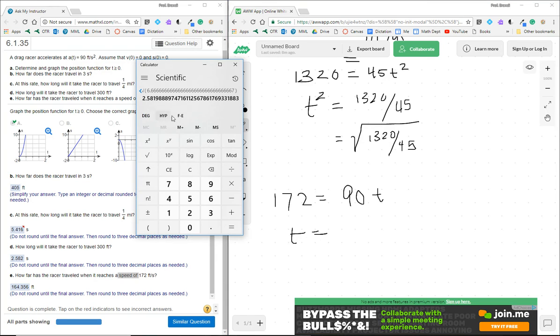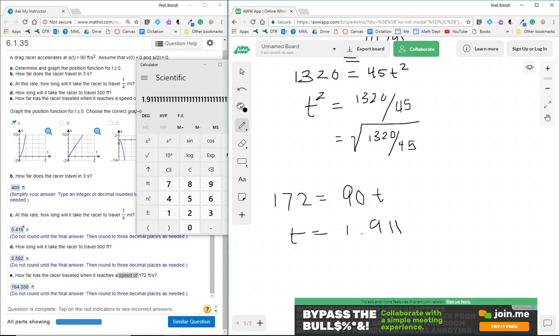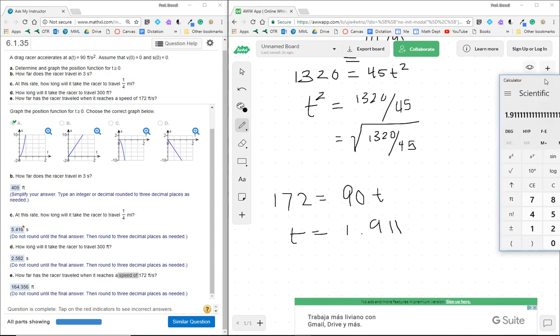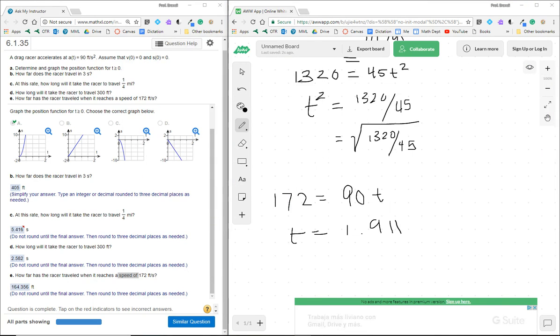Let the calculator go. Clear. Okay, 172 divided by 90. So 1.911 seconds. That's a lot of ones. They tell us not to round, so let's keep this in our calculator. I'll just move over here.